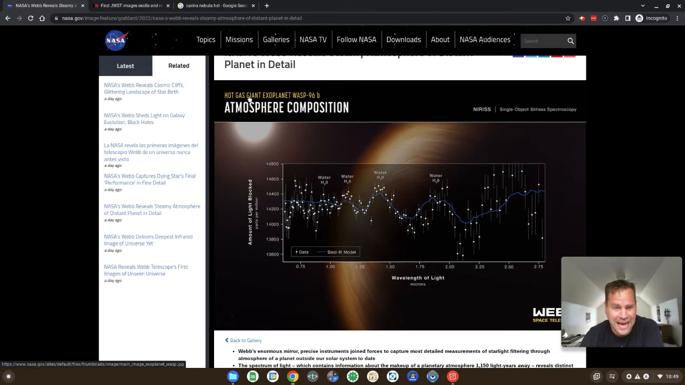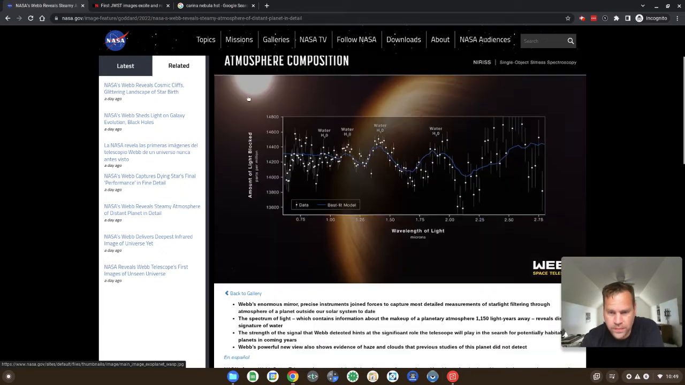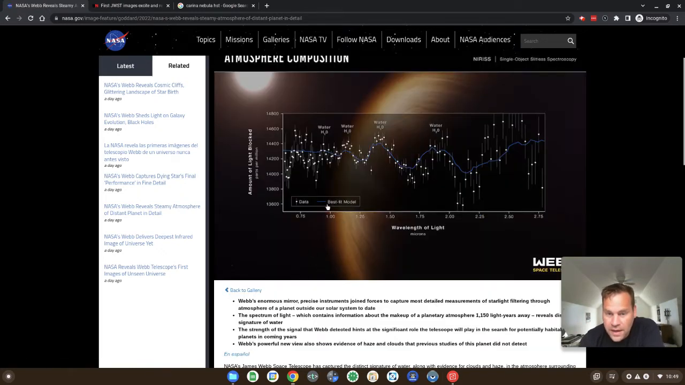Now notice it is a hot gas giant exoplanet. We're not talking about an Earth-like planet. We're talking about a gas giant. This is like a Jupiter-like planet, which is hot, meaning it's close to its star. So we don't have any planets like this in our solar system. And it has a remarkable feature. This, by the way, in the background, is not a real picture of this exoplanet. That is like an artist's rendition of what this planet could look like.